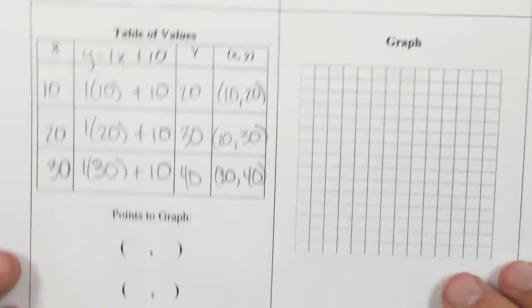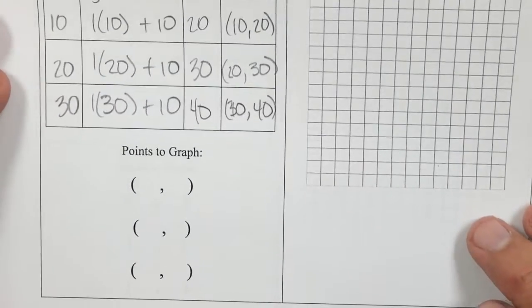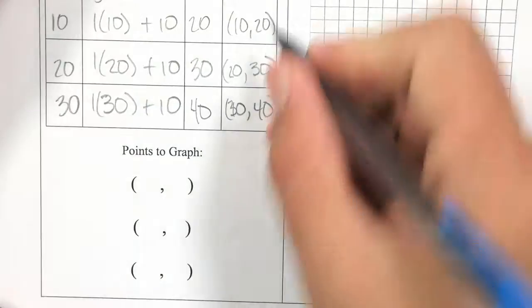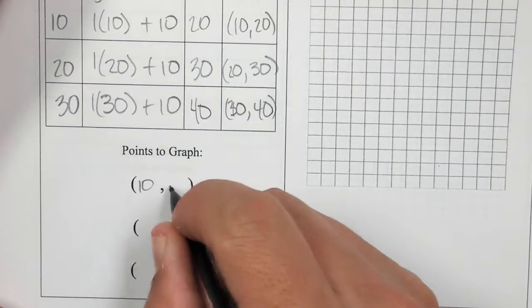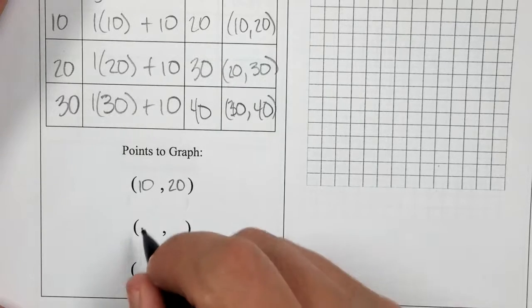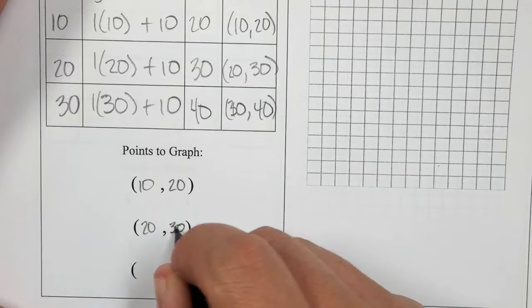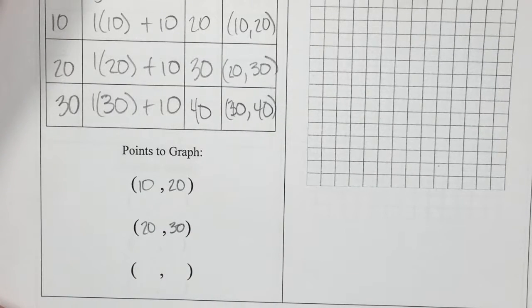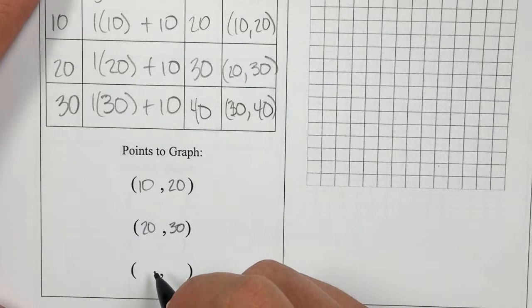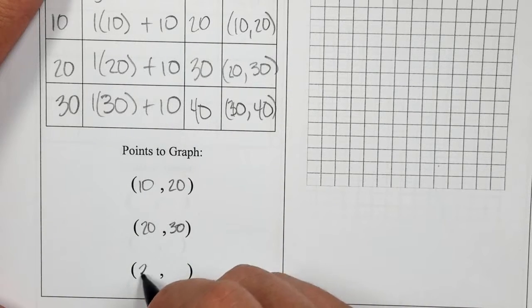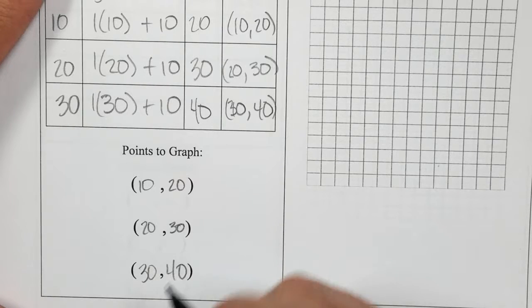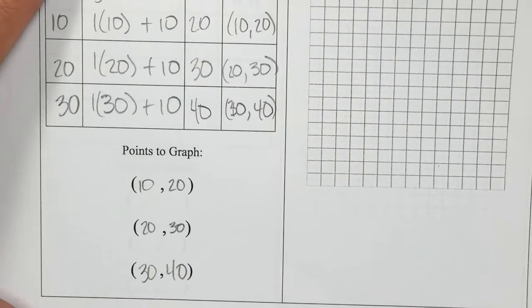Now we got points to graph. We're going to list out the points that we're going to have to graph, which is just our ordered pairs here. We got 10, 20, 20, 30, and then 30, 40.